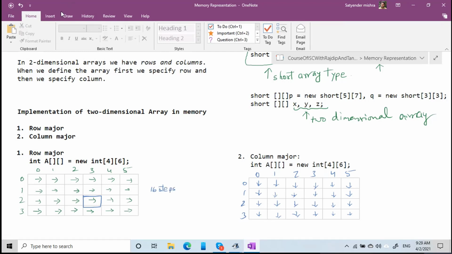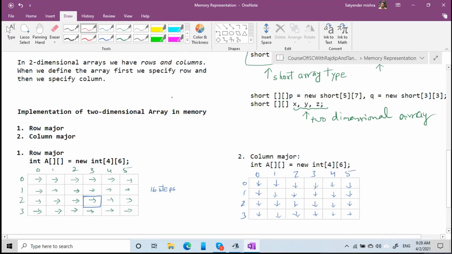And if I want to traverse in column major, then how many steps? This is 2 and this is 3. The same, if I have to traverse it with column major, then how many steps will I need? So 4 plus 4, 8 plus 4, 12 plus 2, 14 plus 1, 15 steps. So in this case, you can see that column major is the winner, and row major is the loser. So we follow column major.